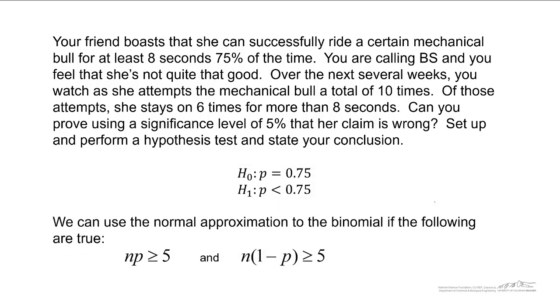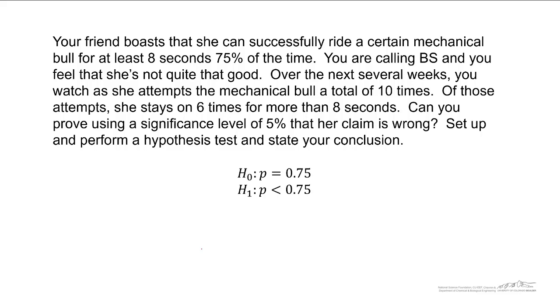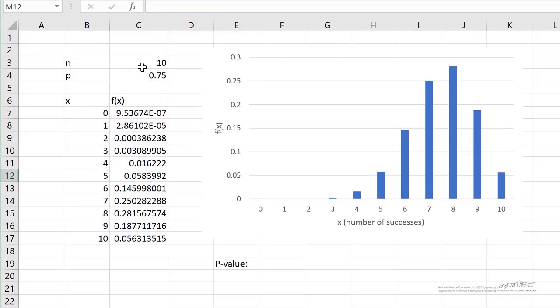You can use the normal approximation if the following are true. But in this case, you cannot because n is only 10, p is 0.75. While this first equation is true, the second one is not true. 10 times 0.25 is 2.5, which is not greater than or equal to 5. So we cannot use the normal approximation to the binomial distribution. That's no problem because we can use Excel. Let's go ahead and solve this in Excel.